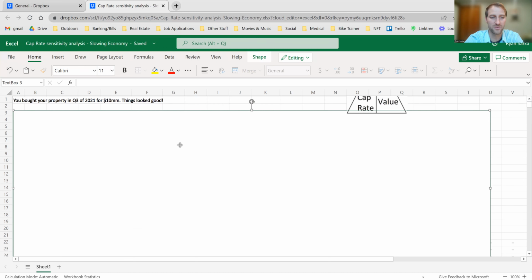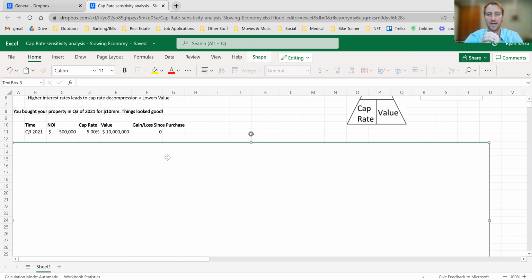Okay, we're going through. Again, it's Q3 of 2021. We have a net operating income at the purchase of $500,000. We bought at a cap rate of 5. That gives you a value of $10 million. So again, you can look at your value of 10 million and divide your NOI by your cap rate, and that's how we got to that. So, okay, everything looks good. You're like, yes, bought an apartment building. I syndicated it. I joint ventured it, whatever. Bought a building. It's worth $10 million. I'm going to make loads of money now.